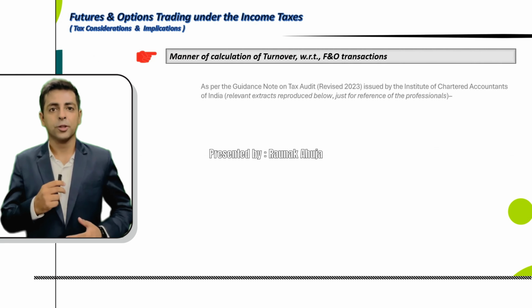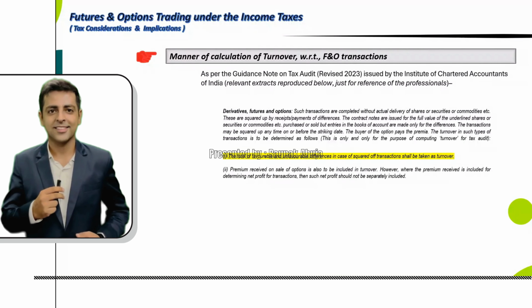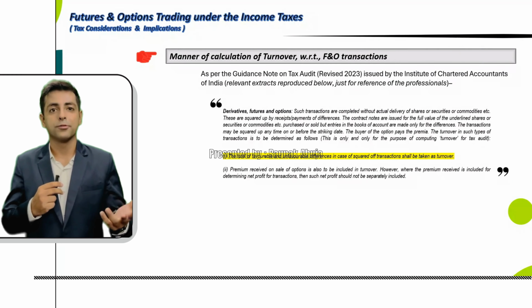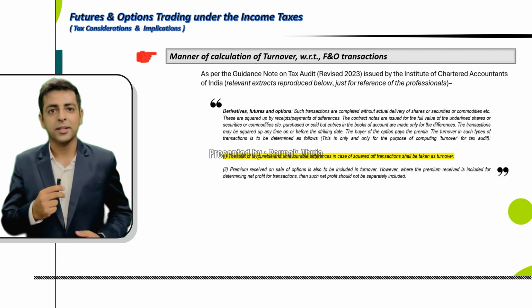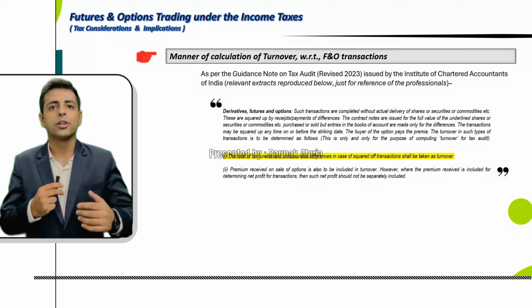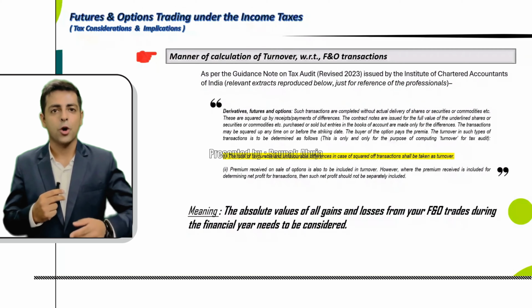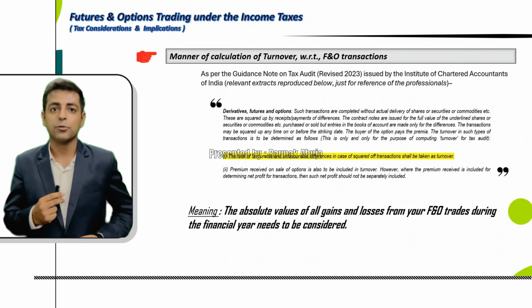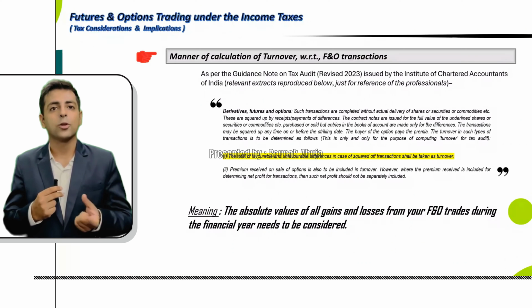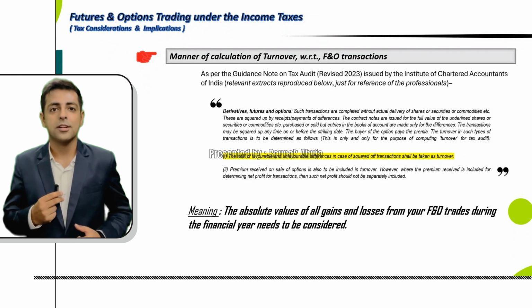Manner of calculation of turnover in case of futures and options. The guidance note on tax audit issued by the Institute of Chartered Accountants of India lays down the manner in which the turnover will be calculated for futures and options. However, cutting a long story short, it would be the sum total of the absolute value of gains or losses for all the FnO trades done by you during the financial year.